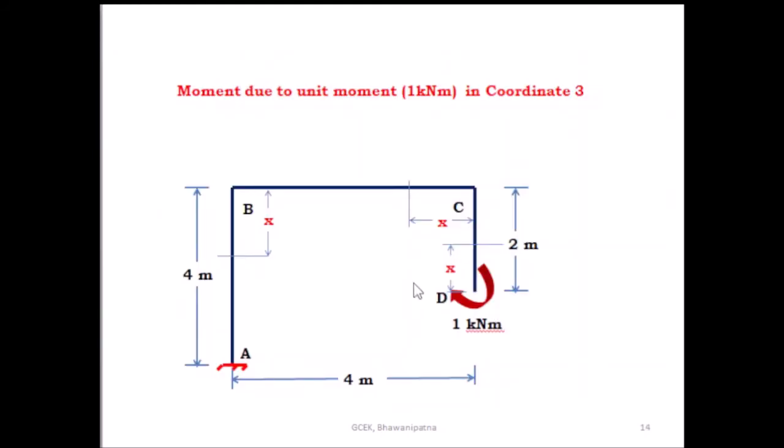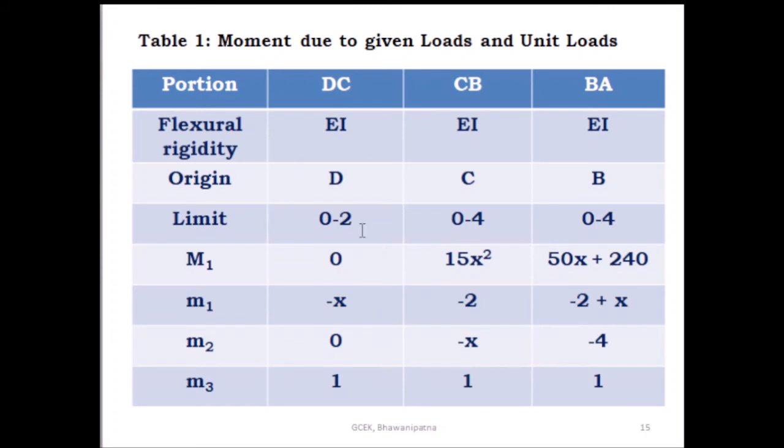Then what is the limit? So here the limit of integration is 0 to 2. For DC the integration limit is 0 to 2, and for BC the integration limit is 0 to 4, and for AB the integration limit is from 0 to 4. So 0 to 2, 0 to 4 and 0 to 4, and these are the moments.